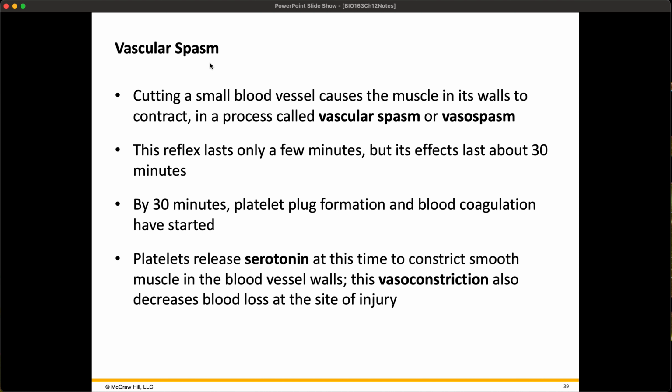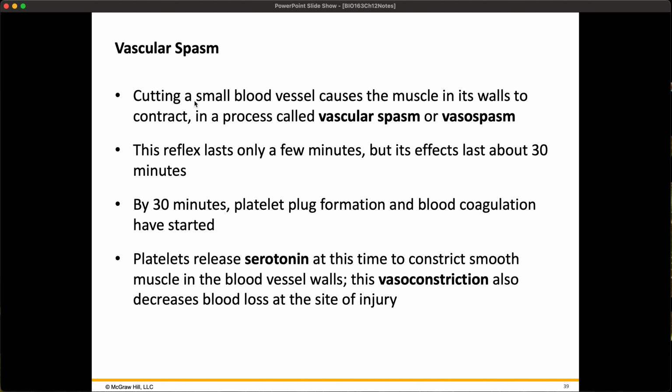The first is this vascular spasm. So this is essentially after you cut a wound in a small blood vessel, it's actually going to cause that smooth muscle, the smooth muscle walls, to contract. So vascular spasm, like a spasm in your calf muscle or a cramp in your calf muscle, same kind of thing here, except this is happening in a blood vessel. That reflex only lasts for a few minutes, but it causes a strong restriction in blood flow that can last for 30 minutes. And what's nice is that that's about how long it takes for the other 2 steps to start to initiate.